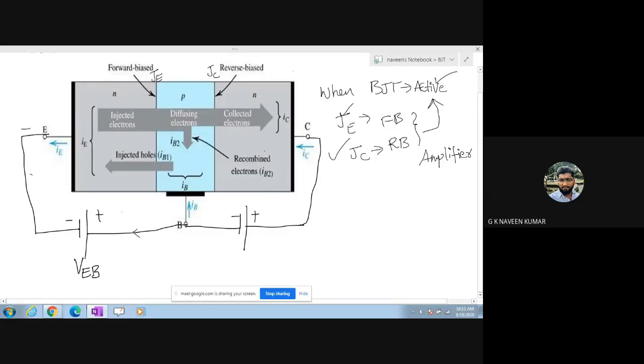Positive connected to N will make the junction reverse bias. Negative connected to N will make the junction forward bias. Nothing but here, VEB is making junction JE forward bias and VCB is applied bias potential making JC reverse bias. So in order to reverse bias junction JC, we apply VCB voltage, that is minus here and plus here. In order to forward bias junction JE, we will apply negative here and positive here. That voltage is VEB and VCB.